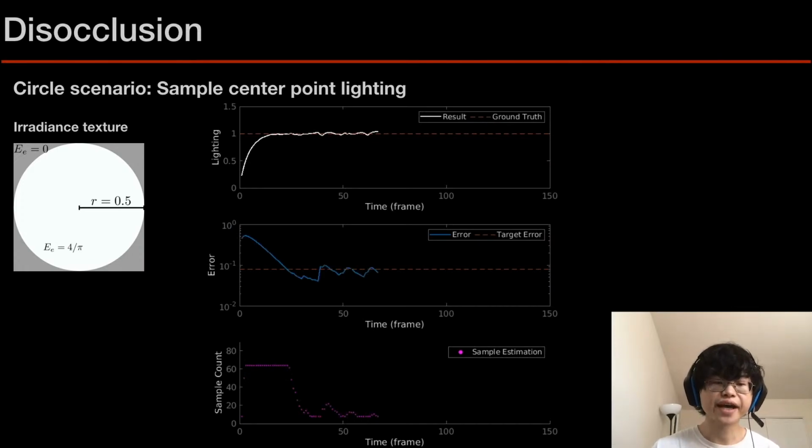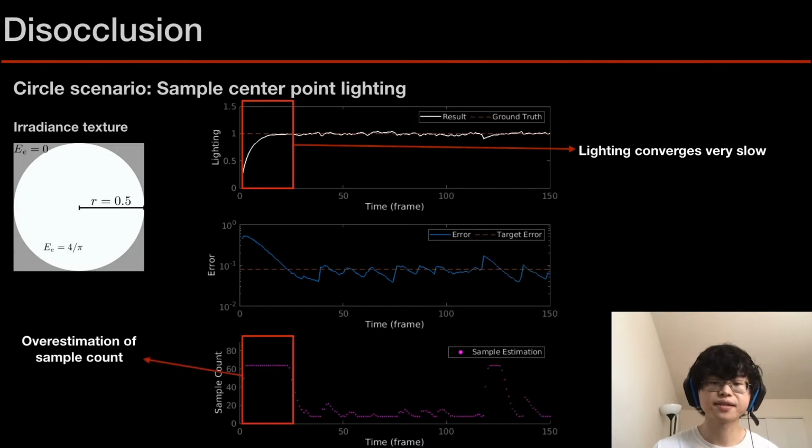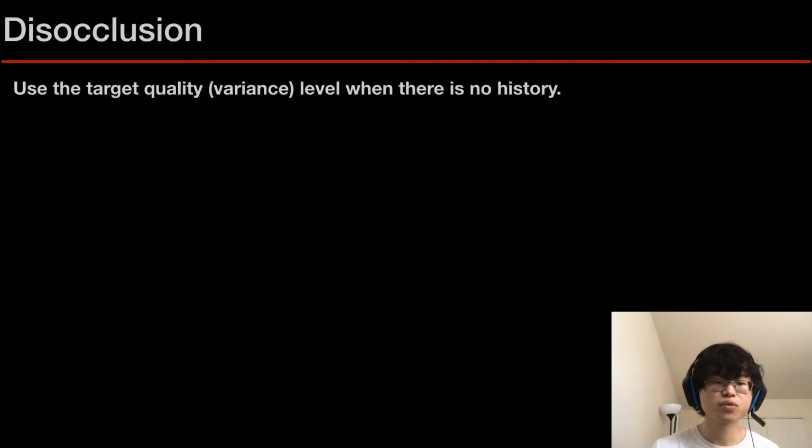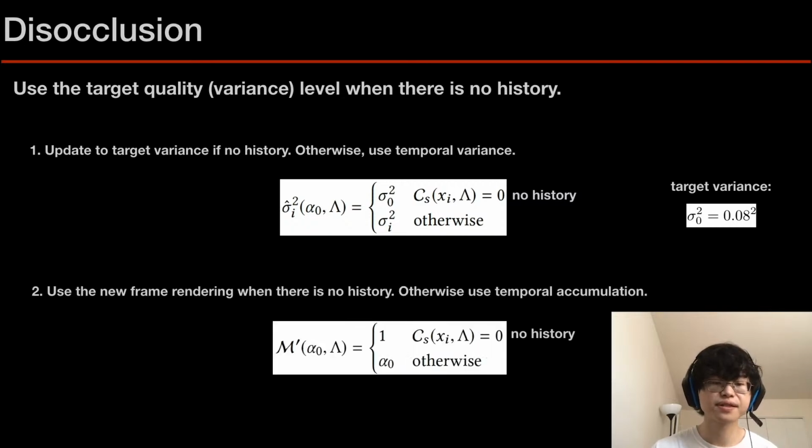We could observe that, first, the lighting converges very slowly. Second, most importantly, we overestimate the samples. To solve this issue, we use the target quality level when there is no history. It composes of two steps. First, use the target variance if no history, otherwise use temporal variance. Second, use a new shading when there is no history, otherwise use temporal accumulation.